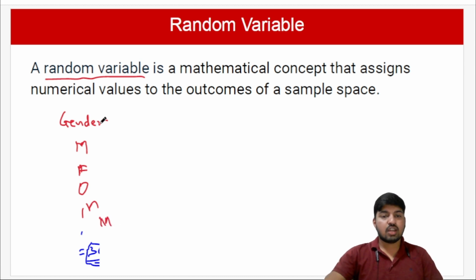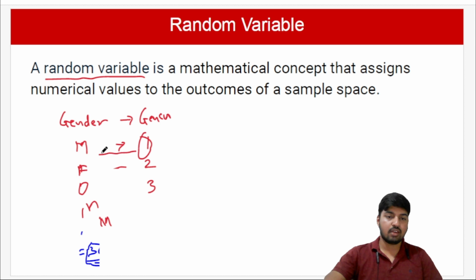Okay. So now I want to make this a random variable. A random variable assigns a numerical value. If it is already numerical, there is no need. But if it is not, we use coding. For gender, it will map 1 to male, 2 to female, and 3 to other. So this will become our random variable.